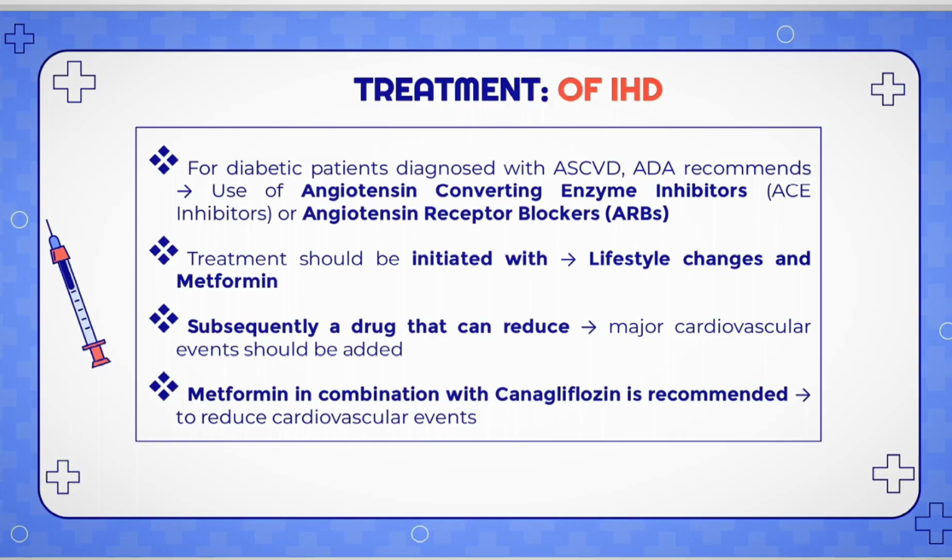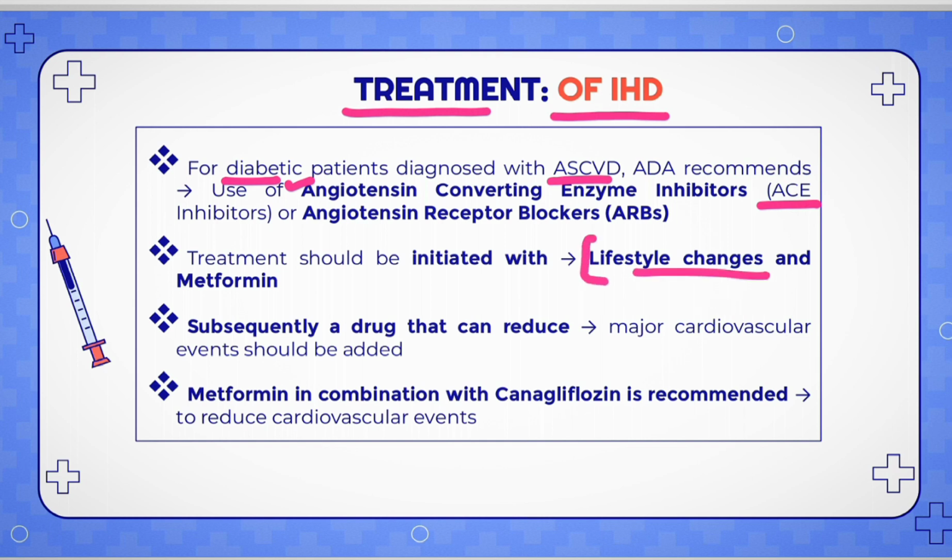Let's discuss the treatment modalities for ischemic heart disease. In any patient with diabetes who has developed or been diagnosed with atherosclerotic cardiovascular disease, as per the American Diabetes Association (ADA) recommendations, we should use either angiotensin converting enzyme inhibitors, ACE inhibitors, or angiotensin receptor blockers, ARBs. This pharmacological treatment should be initiated along with lifestyle changes and prescribing metformin.